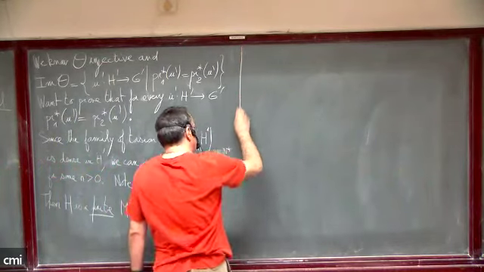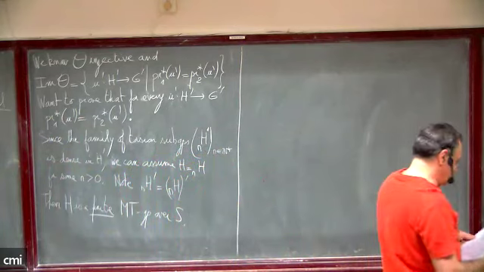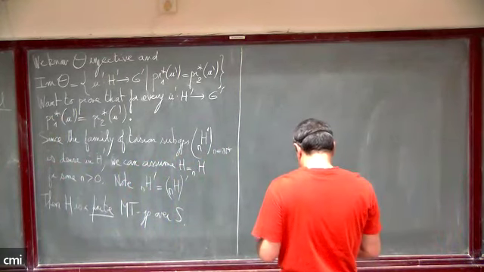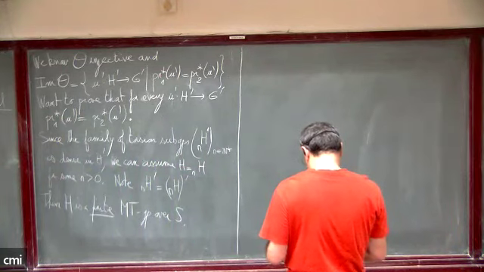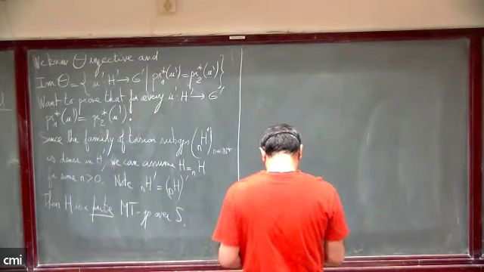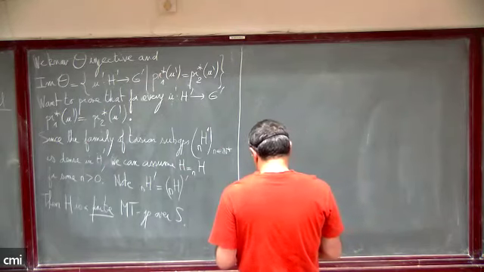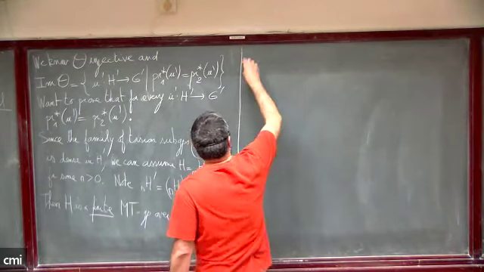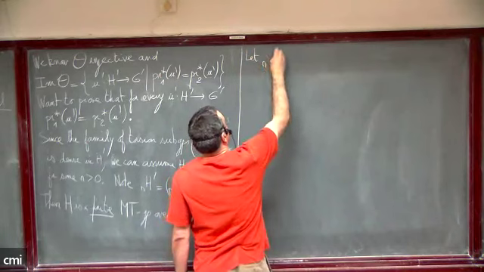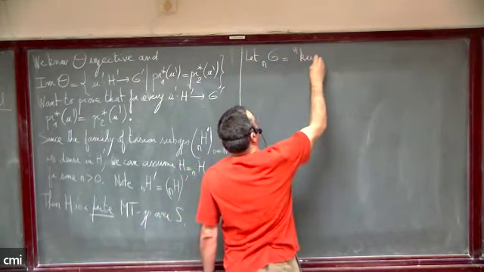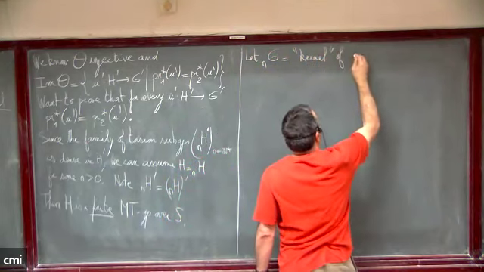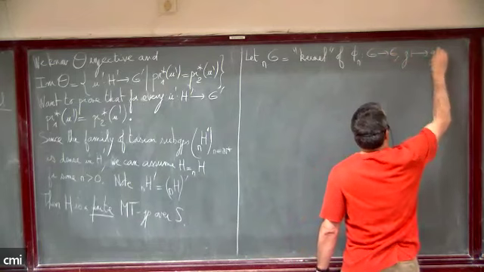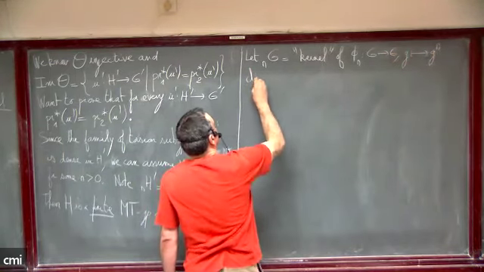And okay, now we are going to use this. Okay, and so let G_n be the kernel of the map phi n from G to G, which sends g to g^n. So it's a closed subscheme.